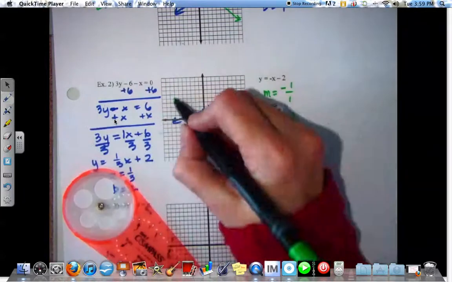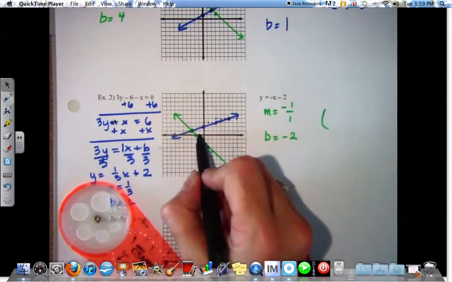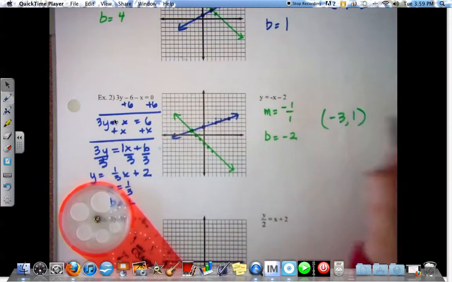Draw the line. And our solution is over 1, 2, 3, so we have negative 3, and up 1.